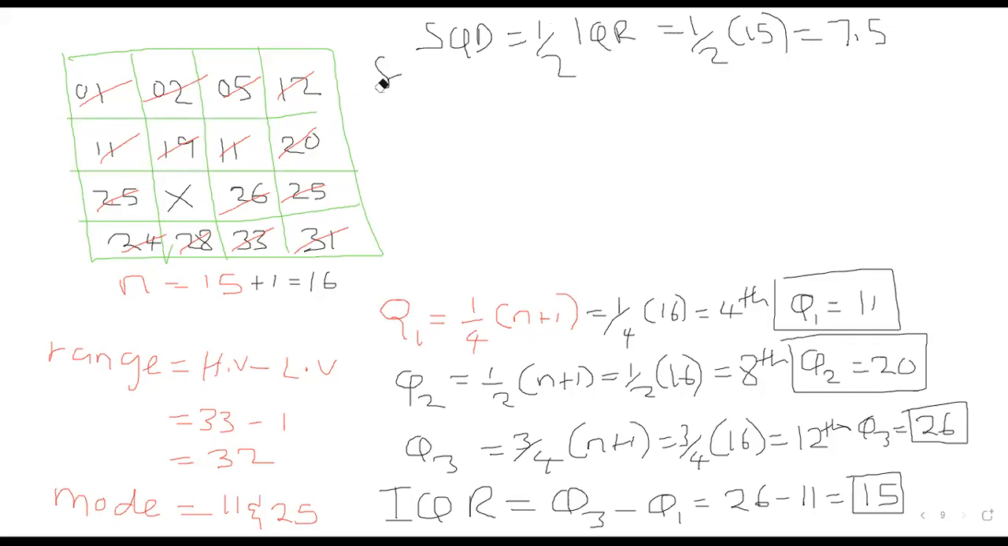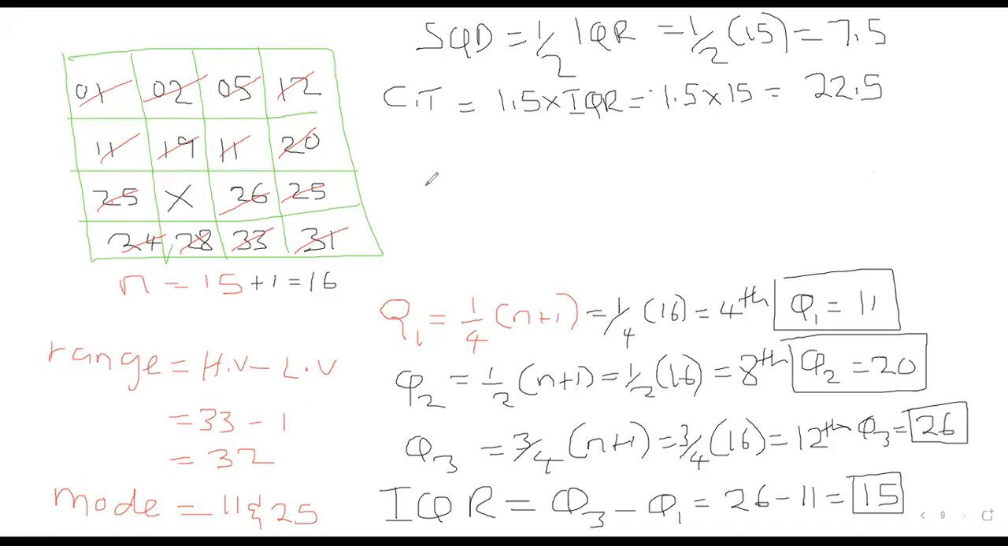Then how do we find the correction term? You add 1.5 times what? The interquartile range. Correct. So the interquartile range is 15. 15 times 1.5, what do we get? 22.5.